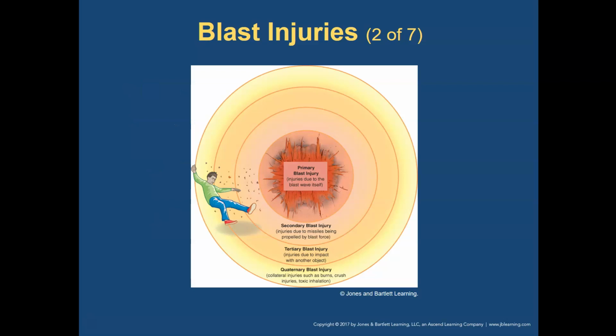So you see this, you've got all of these different mechanisms of blast injuries here. You've got the primary blast, injuries due to the blast wave itself, and then secondary injuries due to missiles being propelled by the blast force, and then tertiary injuries, injuries due to impact with another object, and then I believe you pronounce it quaternary blast injuries, so collateral injuries such as burns and crushes, things that happen because of the blast itself.